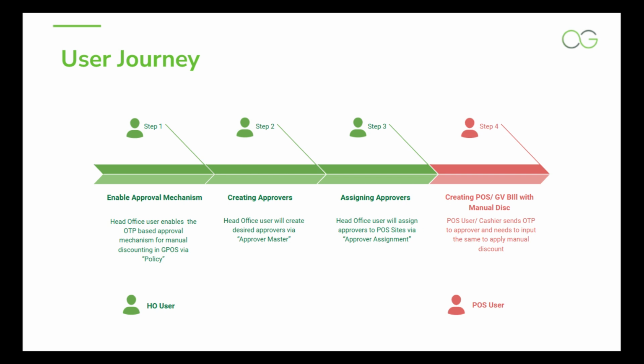To prevent such situations, it is strongly recommended to first create and assign approvers as shown in step 2 and 3 and then enable the feature as described in step 1. Now, it's the POS user or cashier who will finally apply the manual discount in the POS bill or GV bill. Let's get into Ginesys POS application and create a POS bill now.